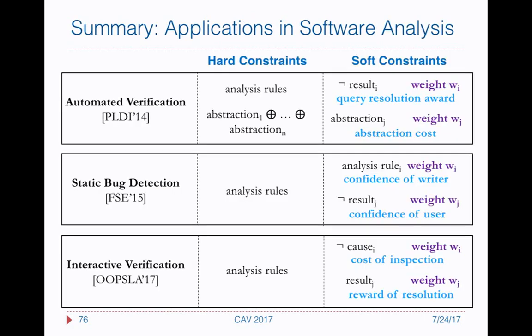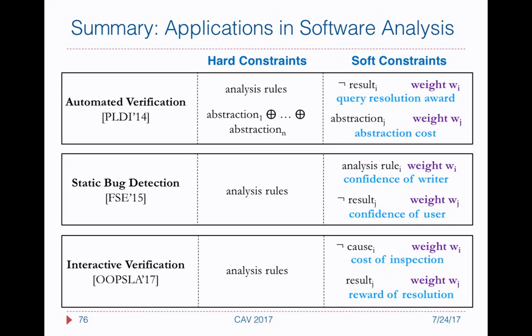So that was all about the 3 applications. I did not show the full MaxSat encoding for each of these, but we have provided it in the paper in the CAV proceedings. But here's a quick summary at a very high level. So there are hard rules as well as soft rules in each of these cases. In the first case for automated verification, the hard rules came from the analysis rules themselves, which was supposedly sound and encoding the logic of the analysis, but also from the family of abstractions that we provided for this abstraction refinement. The soft rules came from the relative costs of different abstractions and how much reward we want to give for resolving different queries.